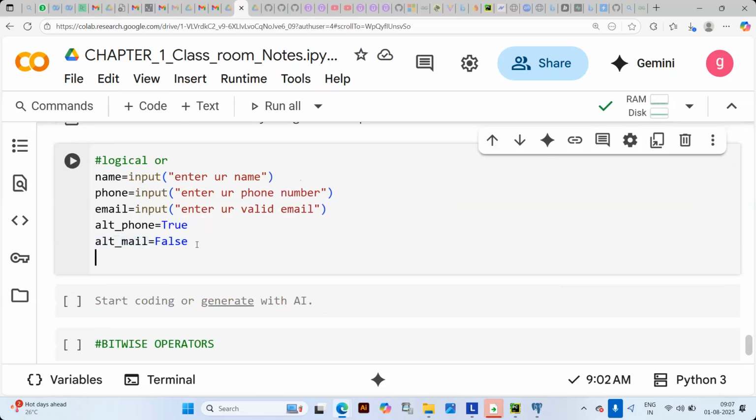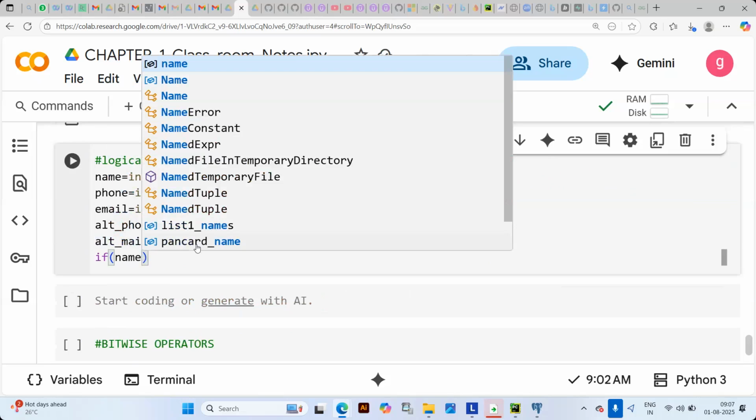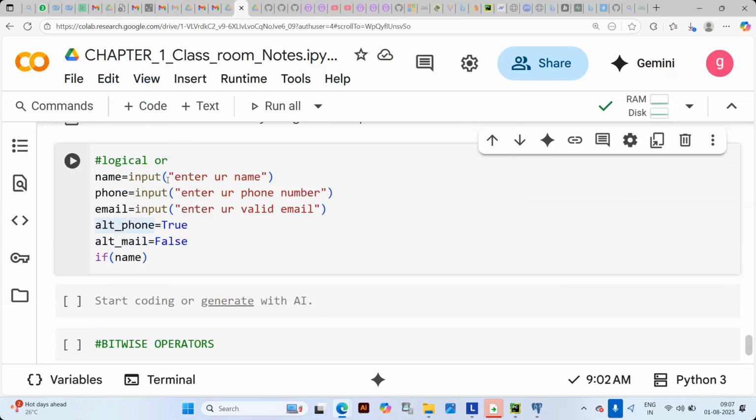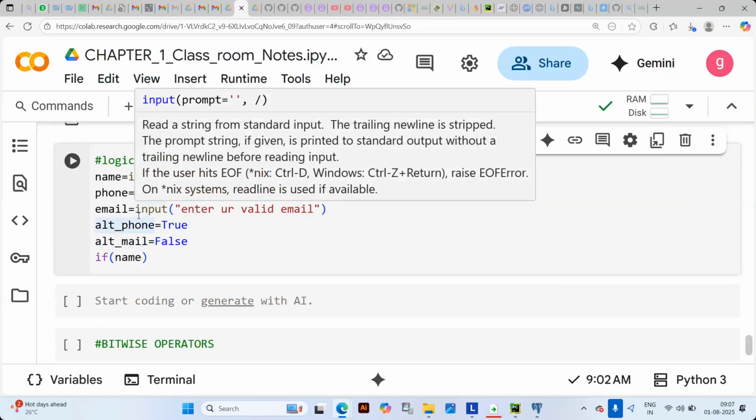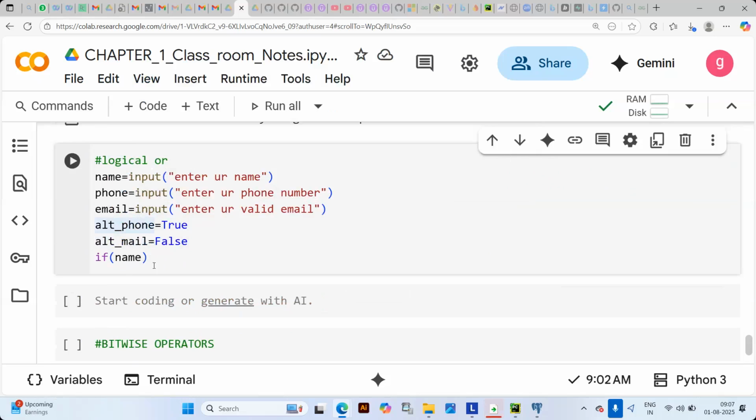What is the condition? Obviously, if name... So here, if you take conditions, it's not a Boolean, right? Obviously, the name and phone numbers are essential. Yes or no? So we cannot take the comparison operators among the phone number and email ID. So we can take the alternate mail ID and whether the alternate email ID is given or not.